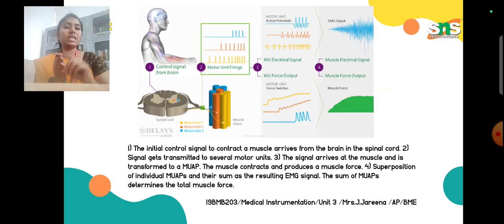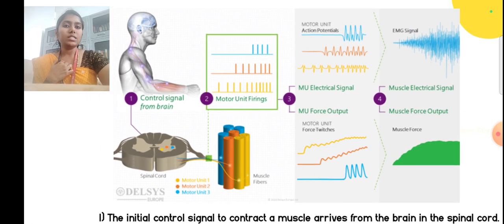Now we will see a different diagram. This is the spinal cord. From the spinal cord you have many branches of motor neurons running out, and they innervate these bundles. The blue, orange and yellow colored bundles are the muscle bundles, and you can see the muscle fibers. Once the control signal from the brain passes through a motor neuron, the motor neuron fires all of its muscle fibers, so the muscle gets excited.